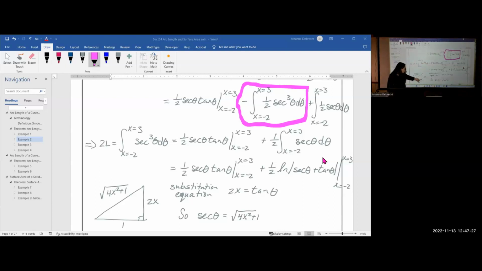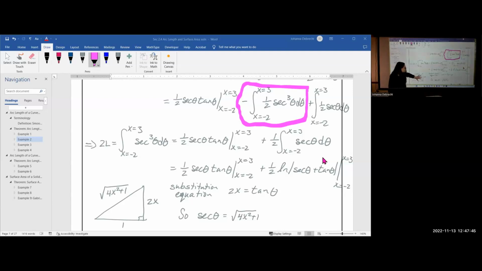Tangent, of course, would be opposite over adjacent. So this is 2x and this is 1. The Pythagorean identity then gives us the hypotenuse as radical 4x squared plus 1. If this is not what you had in the original, you've made a mistake. It should be, and it is.